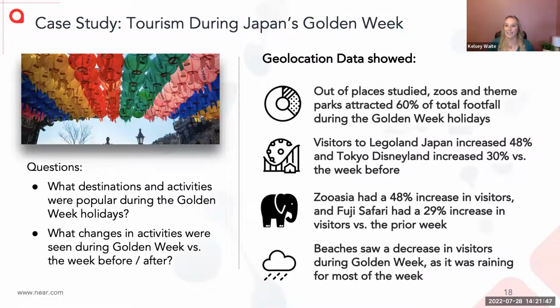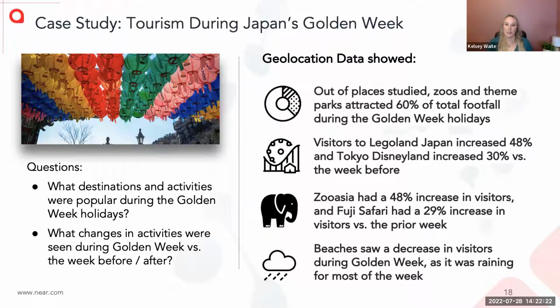Another fun one that we did that I was surprised to see and excited to see was our study on Japan's Golden Week. So Golden Week in Japan is a series of 4 holidays that are closely spaced together, and they're observed at the end of April and the beginning of May. The holidays, if you were curious, are the Showa Day, Constitution Day, Greenery Day, and Children's Day. And we looked at Golden Week for 2022, and then the week before and after as our comparison.